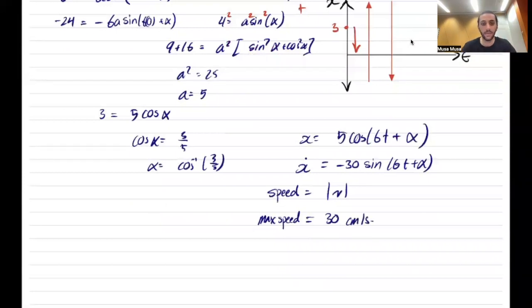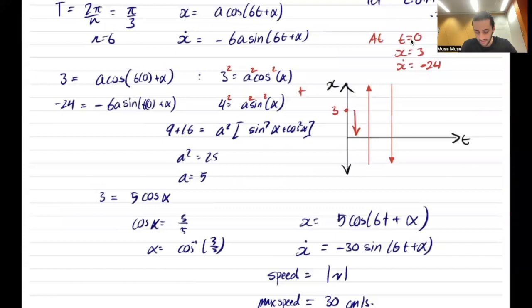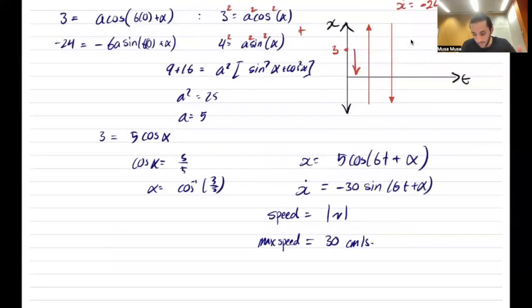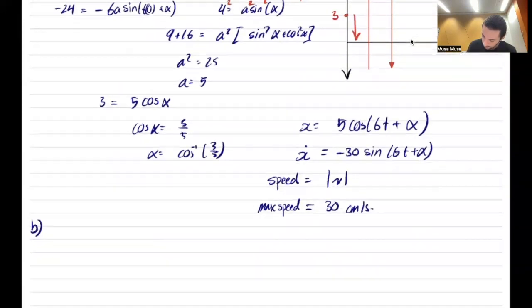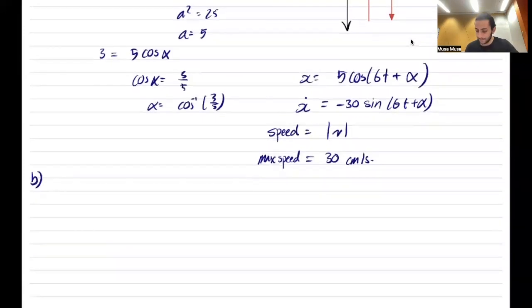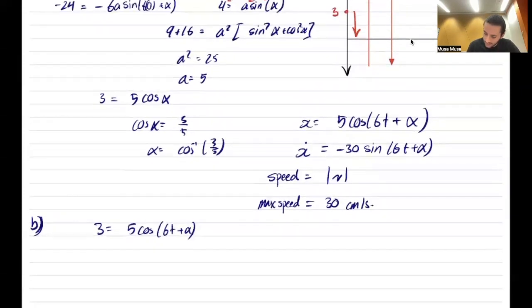Nice. And then find when it next has the same displacement, correct to 2 decimal places. So have a go at this yourself and pause and then unpause, and I'll just do it. So part B, where's our equation? When is it in the same spot? So 3 equals 5 cos of 6t plus alpha. We already know what alpha is, so that's good. I just don't want to write this out every time.